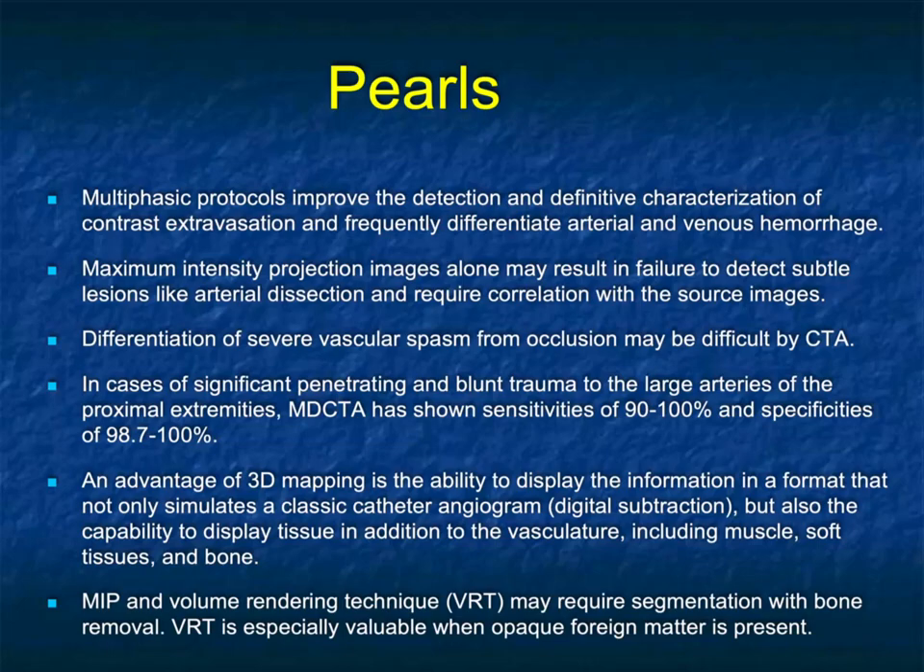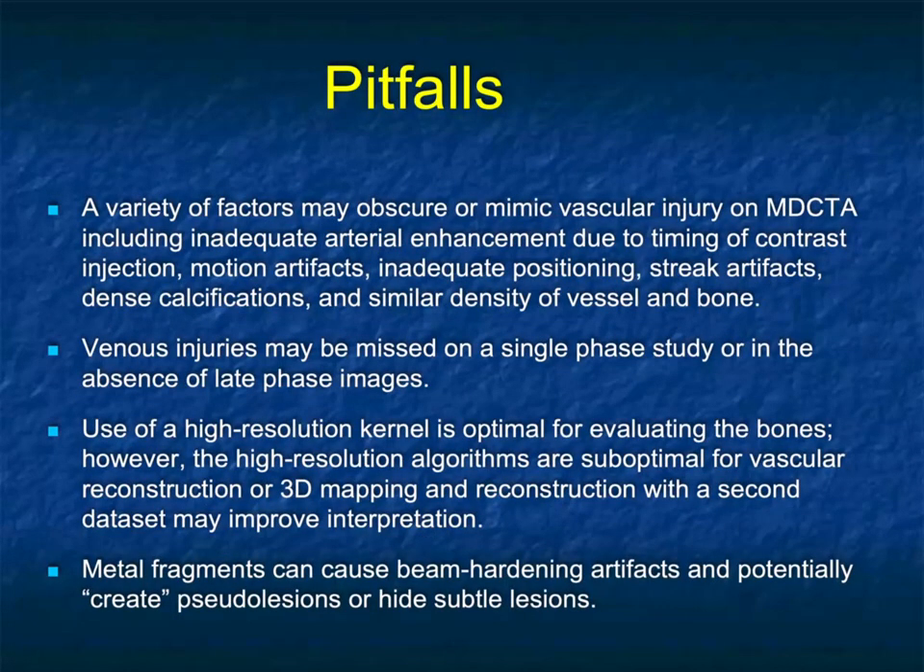Again, MIP and volume rendering are what we typically do. More and more we use cinematic as a helper. Remember, cinematic is just the advanced form of volume rendering. There are pitfalls, and I've gone through a lot of them. A number of things can obscure injury. Again, the problem with streak artifact, the problems with motion artifacts, the problem with bullet fragments, those all can be problematic. Most of the time, most people will do single phase acquisitions, and in theory, you can miss venous injury.